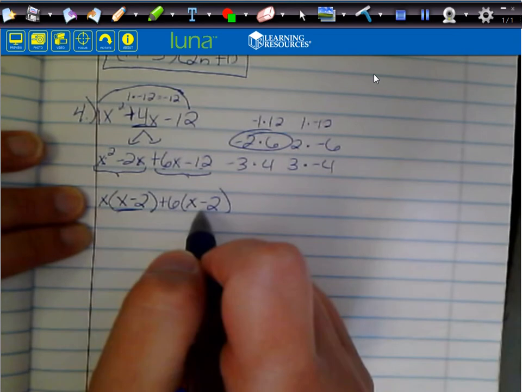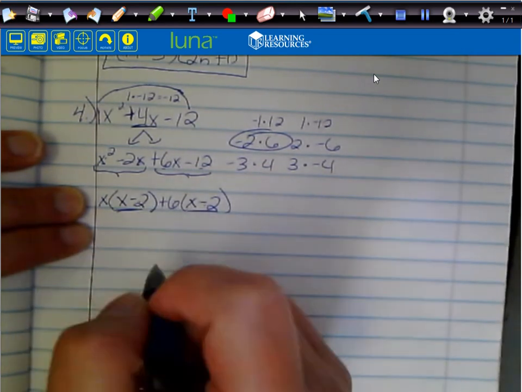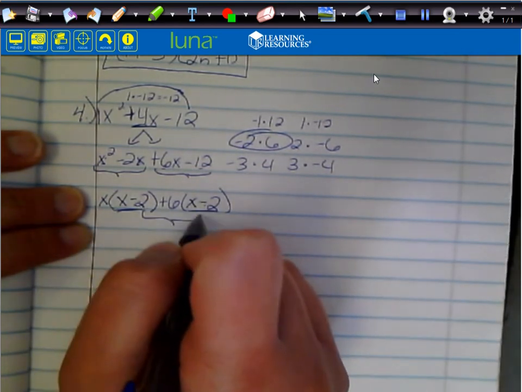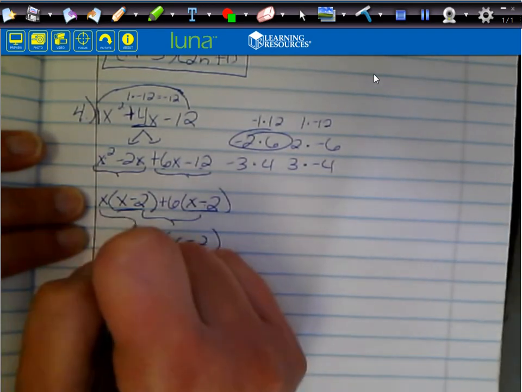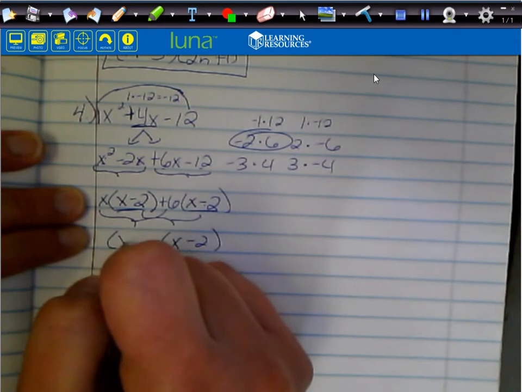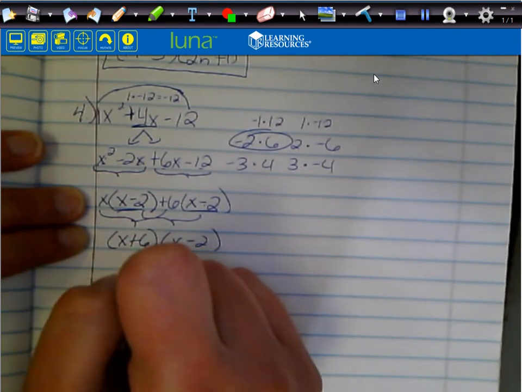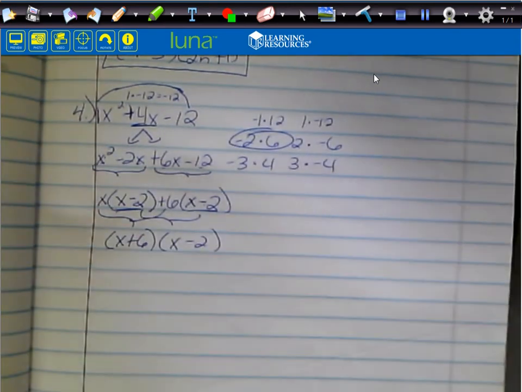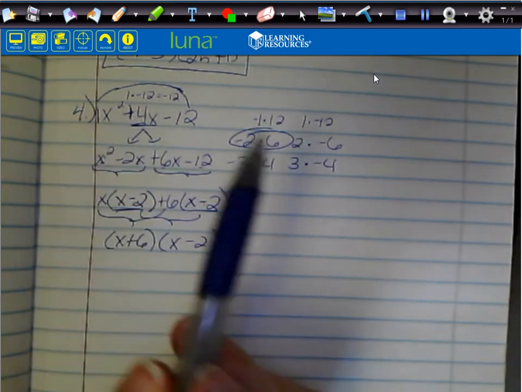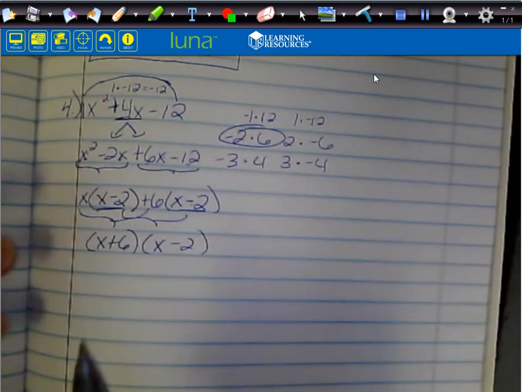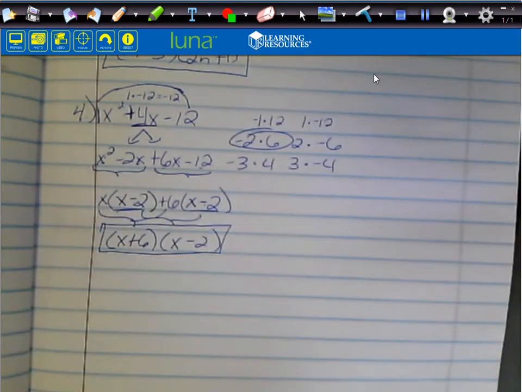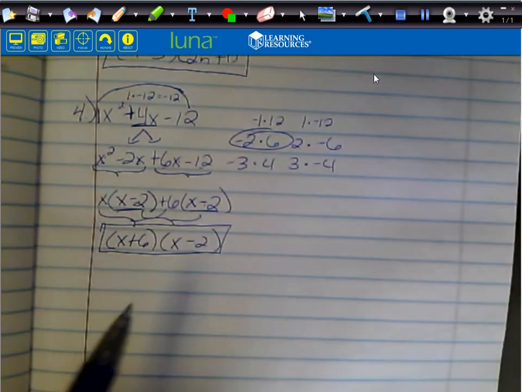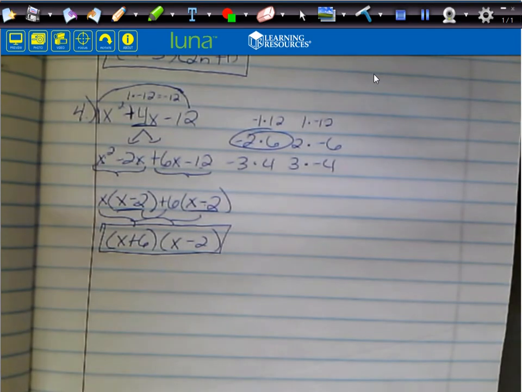Notice these are the same. Again, if these are not the same, you've done something wrong and you need to go back. Going to make up one set of parentheses over here, x minus 2. Over here, it's going to be what's on the outside, so x plus 6. So I factored x squared plus 4x minus 12 into x plus 6 and x minus 2. Make sure you have all of that work written before you move on.